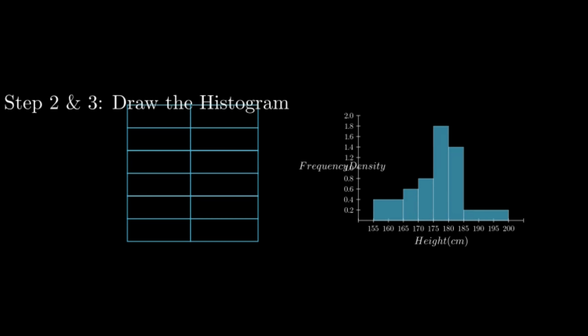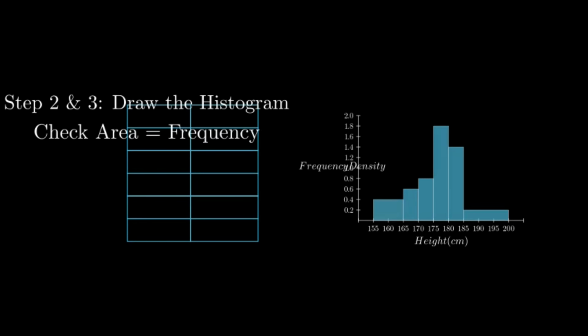The bar for the first class goes from 155 to 165 on the x-axis and has a height of 0.4. The next bar goes from 165 to 170 and has a height of 0.6, and so on. There are no gaps between the bars.